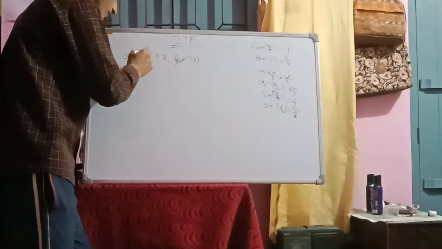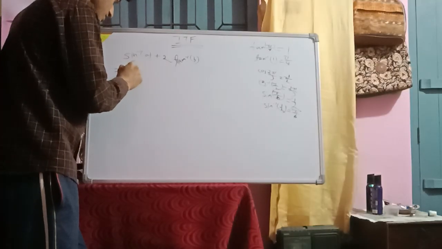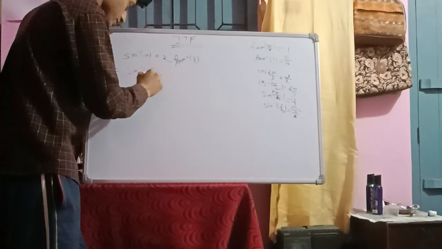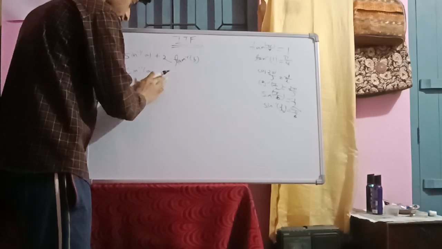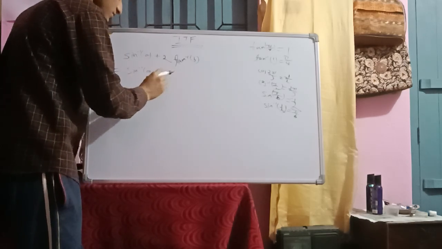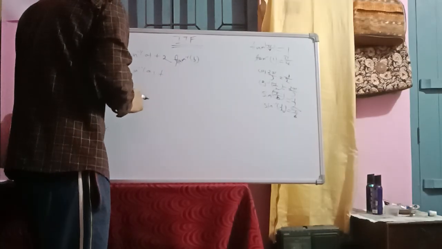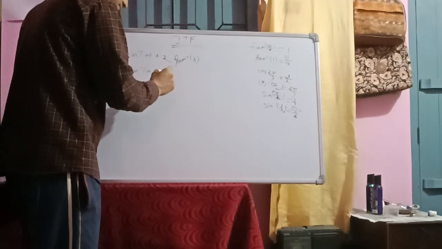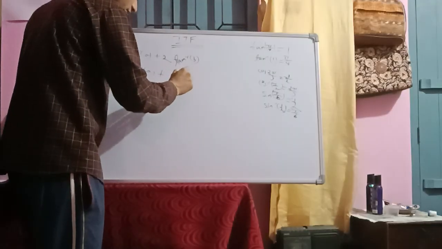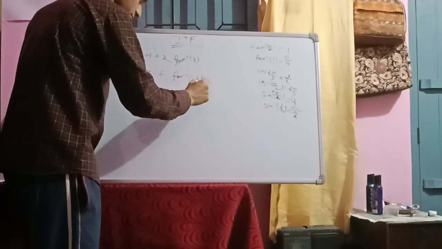This is why this chapter is, I think, one of the easiest in the entire 12th standard. So, this will be the same as sine inverse of a plus, we know the formula of 2 times tan inverse of b. We have already talked about this in one of the previous videos. This is tan inverse of 2b over 1 minus b square.